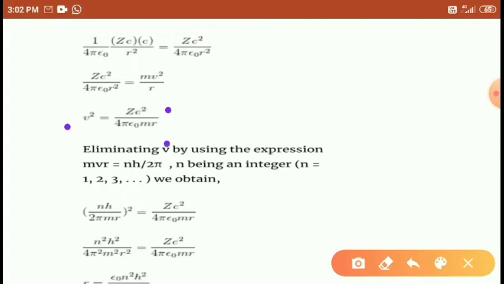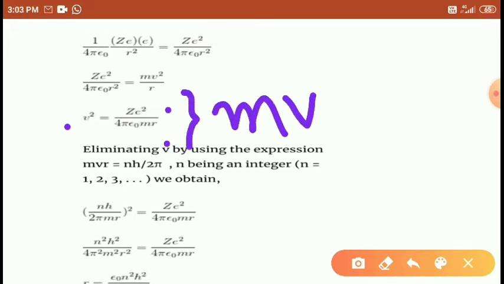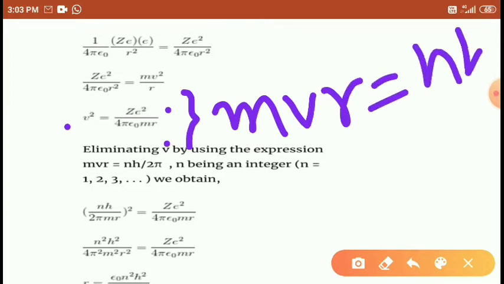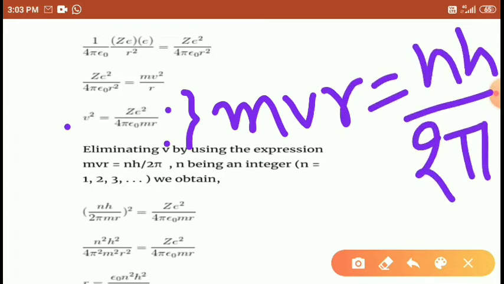We eliminate v by using the expression mvr equals nh by 2 pi. This v we compare with the mv square by r. mvr equals nh by 2 pi is the angular momentum. So this formula is compared with the angular momentum, that is, angular momentum means mvr is equal to nh by 2 pi. Right students?